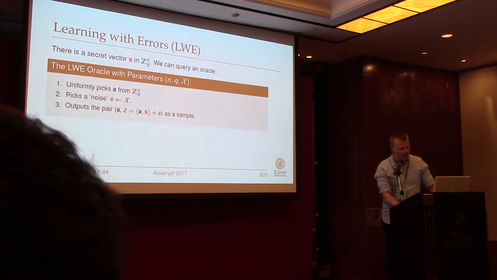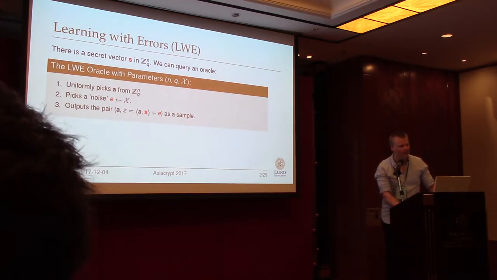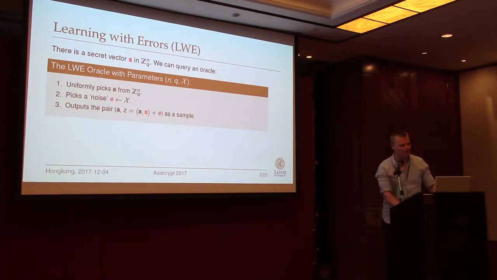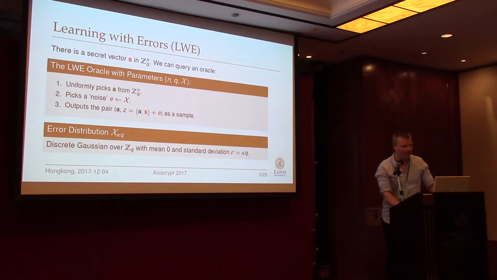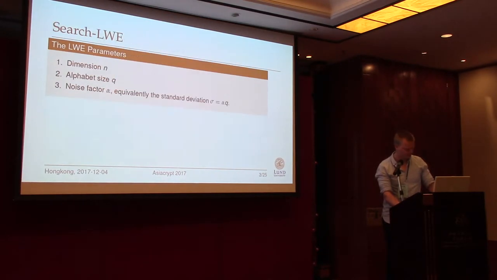So, in LWE, there's a secret vector s in Z_q^n that we're looking for, and we can query an oracle, which uniformly picks a vector a in Z_q^n, picks a noise e from some kind of distribution, and then outputs a pair a and the scalar product of a with s plus the error. And usually the error is discrete Gaussian with mean zero and standard deviation sigma, or equivalently alpha times q, where alpha is the noise factor.